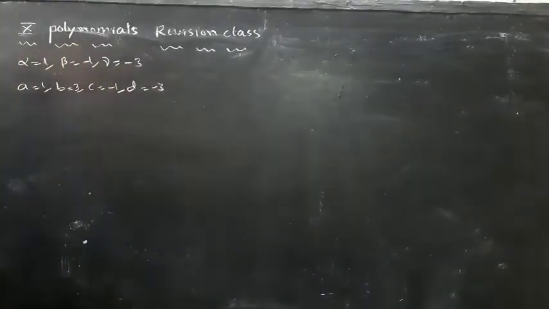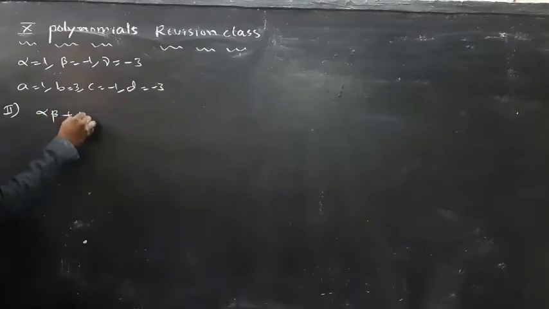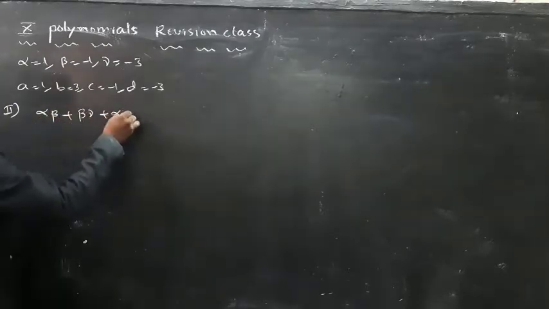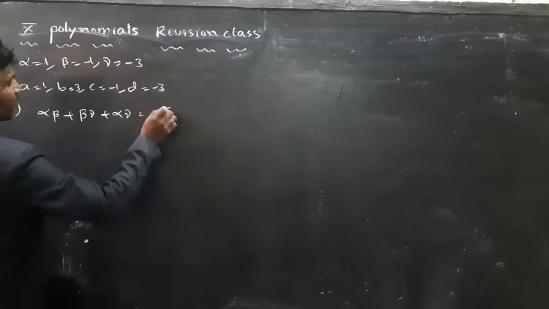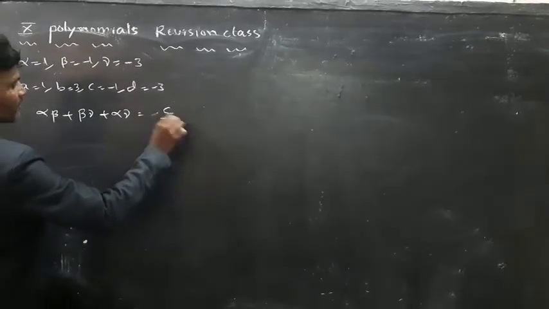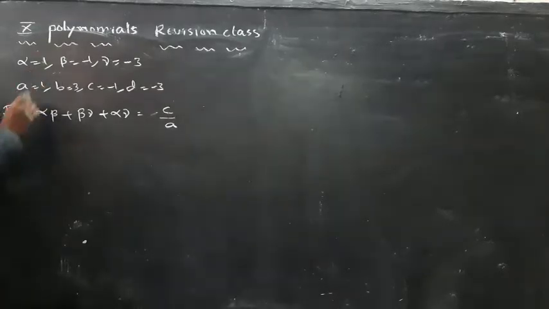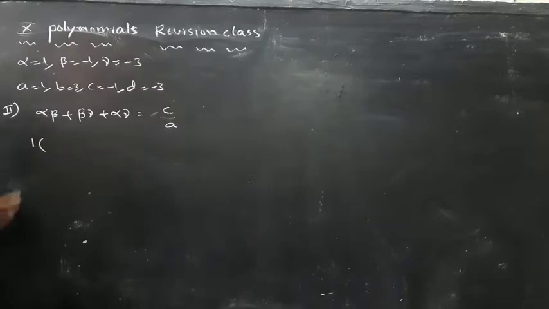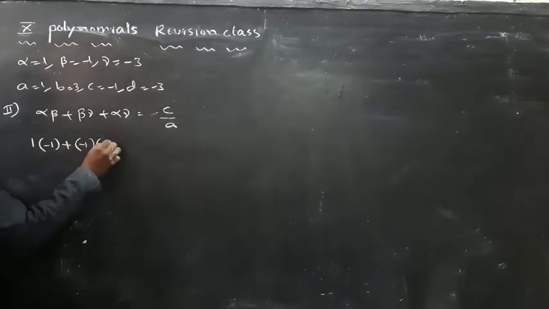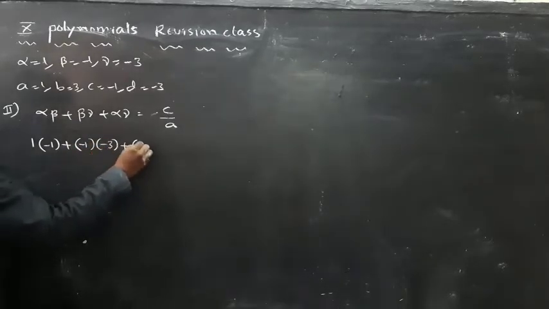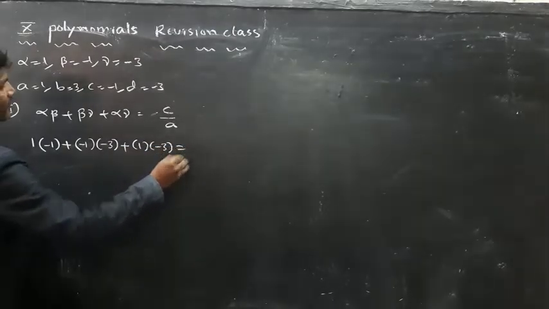What is the second relation? Alpha beta plus beta gamma plus alpha gamma is equal to c by a. What is the value of alpha? 1. Beta is minus 1, gamma is minus 3. So alpha beta plus beta gamma plus alpha gamma is 1 into minus 1 plus minus 1 into minus 3 plus 1 into minus 3.